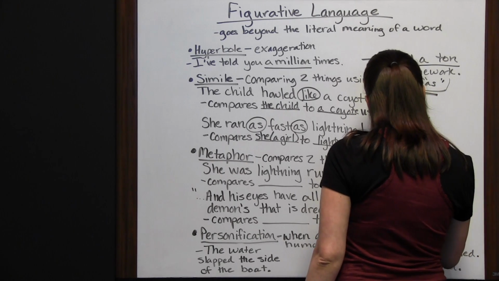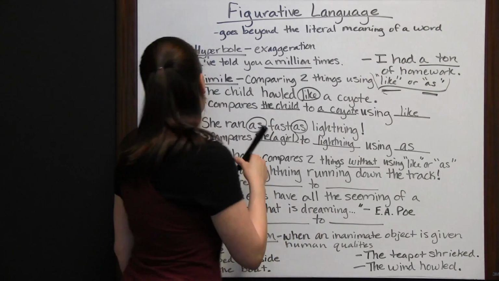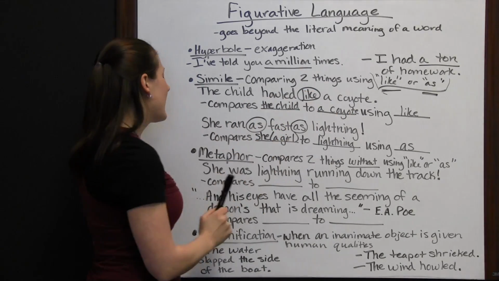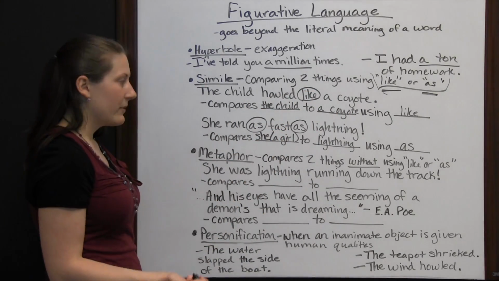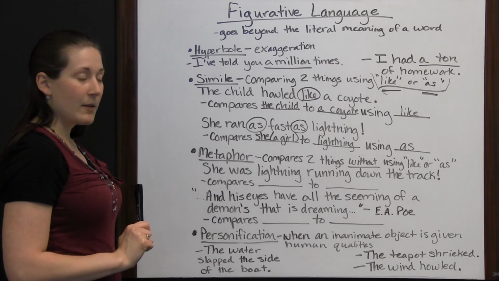And that is really the big difference between a simile and a metaphor. A simile uses like or as. A metaphor does not use like or as. So let's look at some metaphor examples.